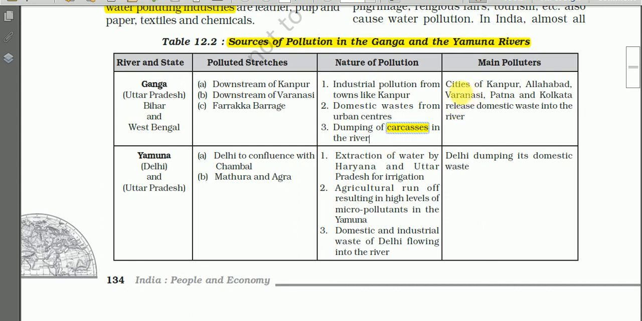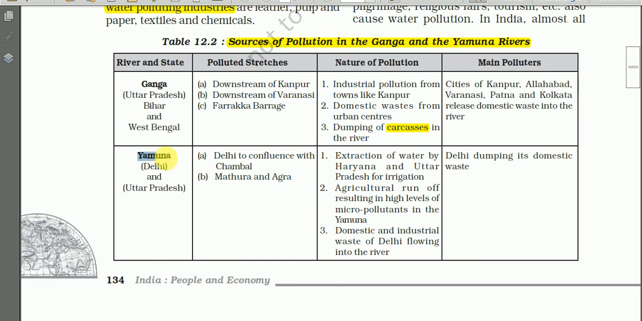So the main polluters, the main cities causing water pollution to the river Ganga, are the cities of Kanpur, Allahabad, Varanasi, Patna, Kolkata. Okay, so all these cities release domestic waste into the river, and not only domestic waste, okay, industrial waste also is released. So try to locate the important cities, okay, using the map.